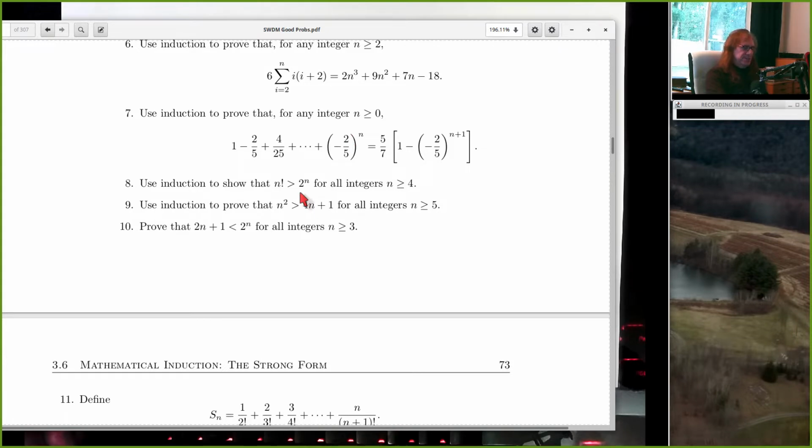And then questions 8 and 9 are about inequalities. Show that n factorial is bigger than 2 to the n. We kind of did that the other day. And then prove that n squared is bigger than 4n plus 1 once you get to 5 or higher.